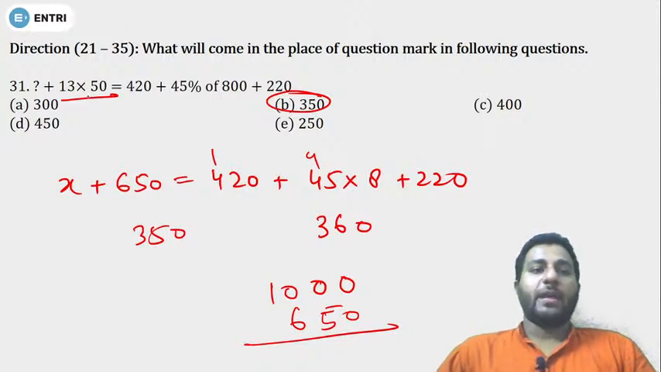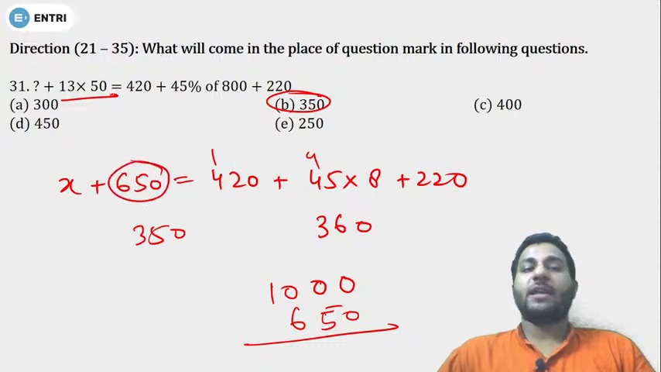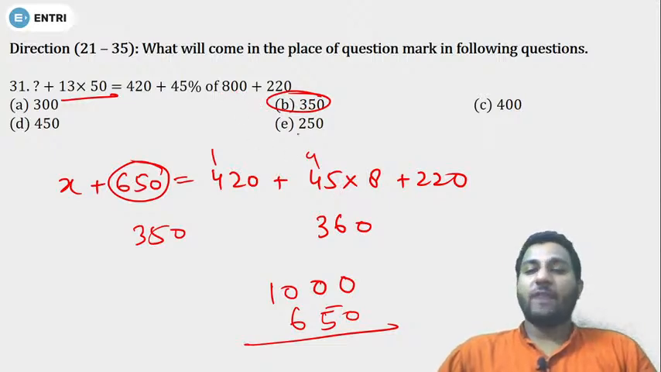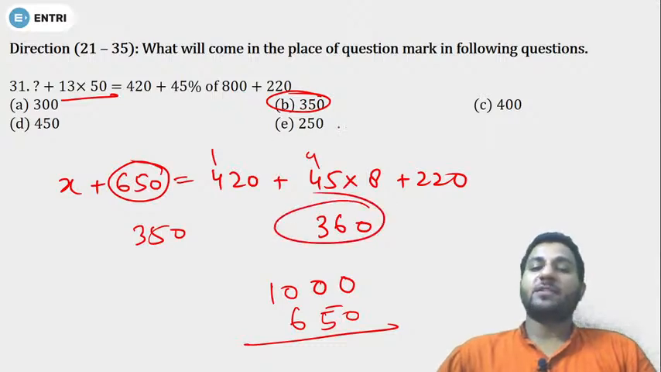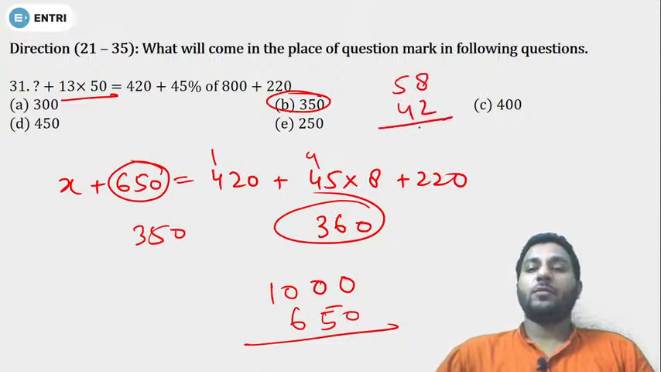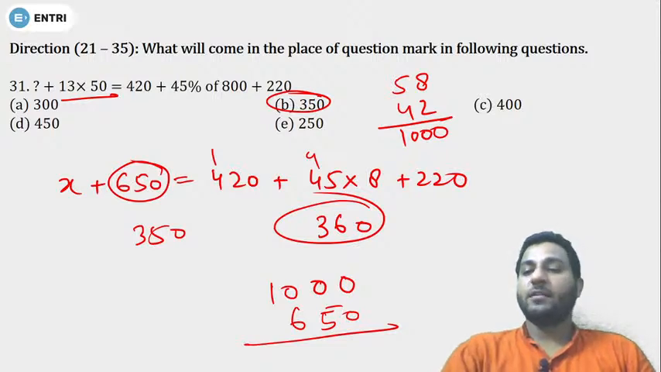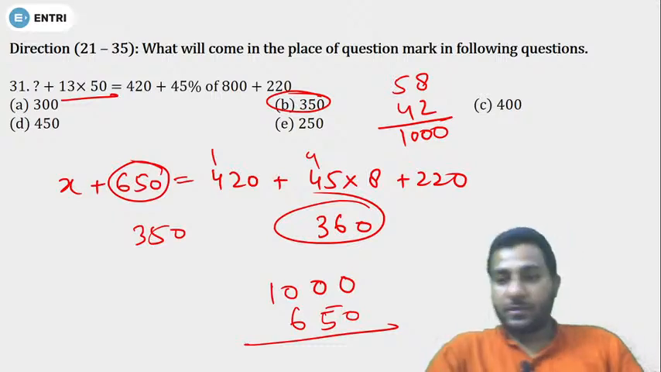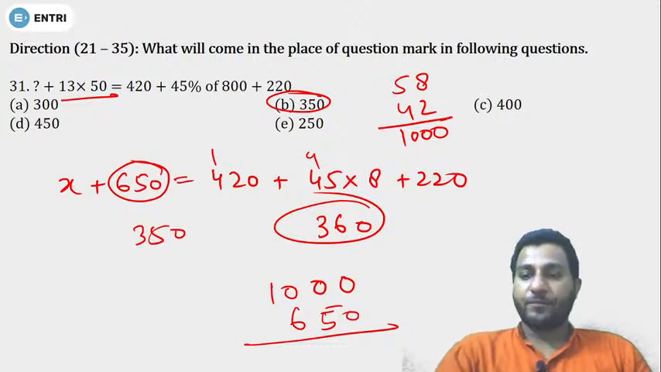Look, x into 13 is 650, because 13 fives are 65, right? 420 plus 45% into 8. So if you multiply 45 into 8, you will get 360, plus 220. So add 360. Look at this, 58 and 42 makes it 100. So if you subtract 650 from 1000, you'll get 350. Yes, look at this, I have solved it. Did you get that? Did you understand or not?